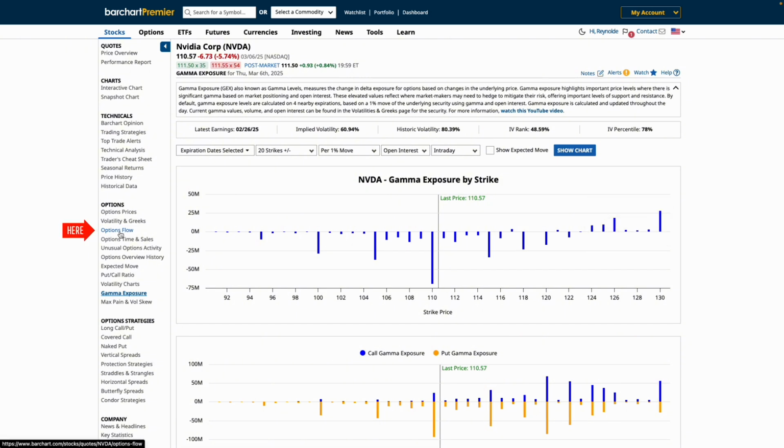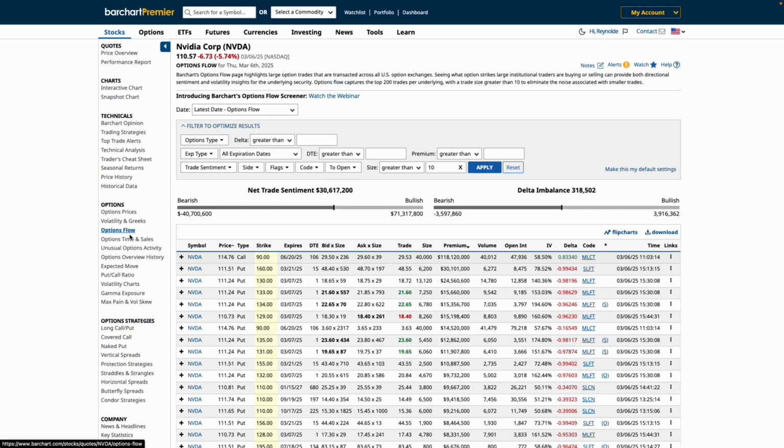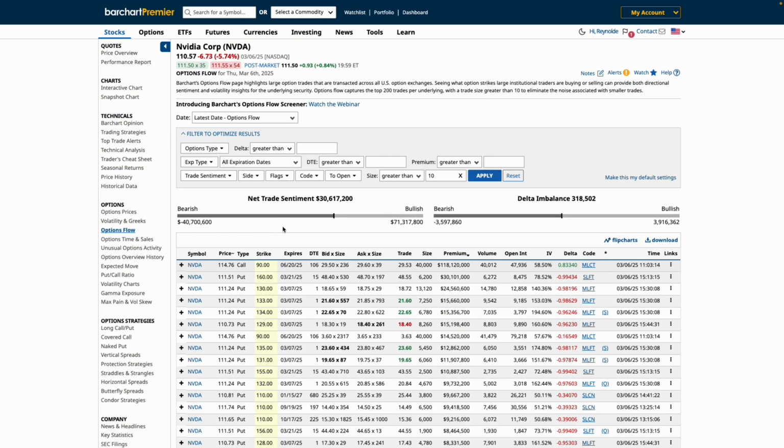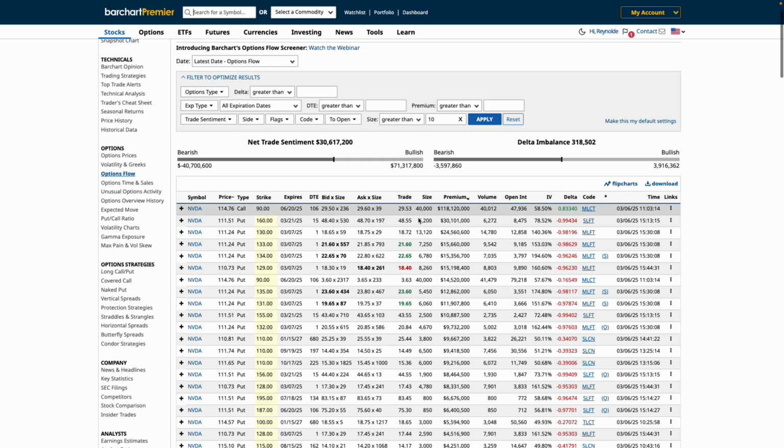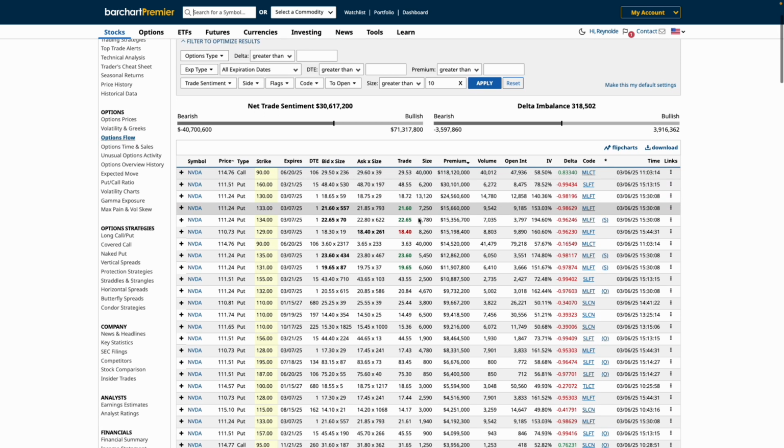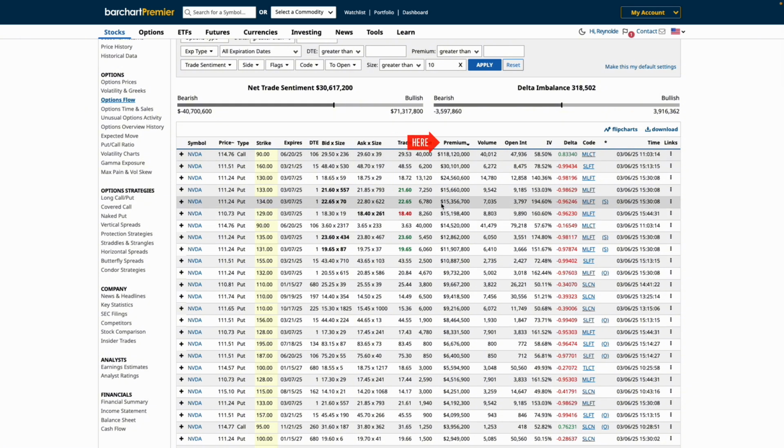Now, the options flow data is a page that helps track large, unusual options trades based on institutions and smart money. This gives us a lot of insight into potential market moves before they happen. You can check things like buy versus sell sentiment, which identifies if traders are opening new positions, bullish or bearish, or closing existing ones. You can also check the premium size to see how much capital is flowing into specific contracts, and higher premiums mean bigger bets.